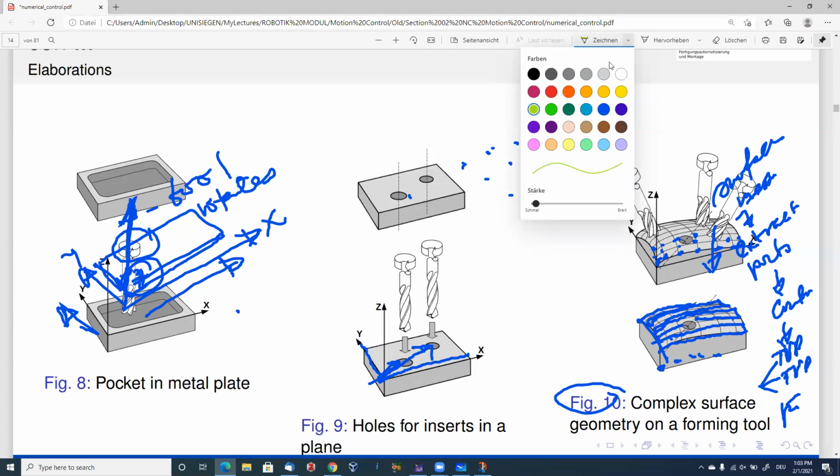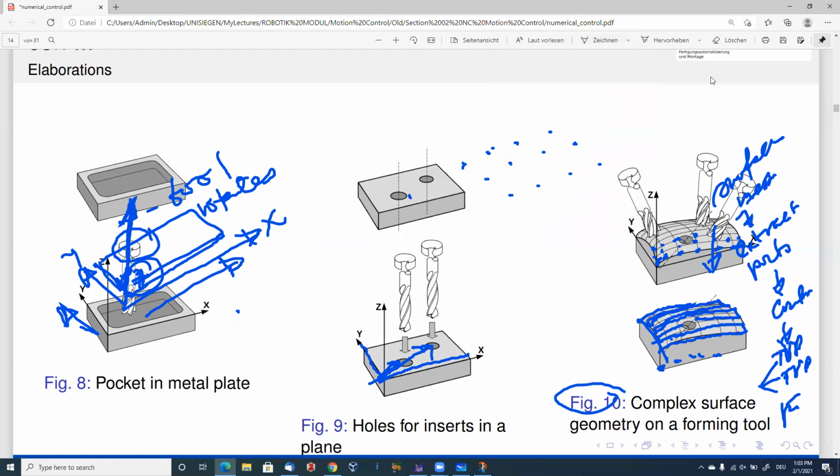For example, with the first option, if I use only linear interpolation, I will create points 1, 2, 3, 4, 5, 6, 7, 8, 9. Now you see, it is not a surface. It's not a complex surface.